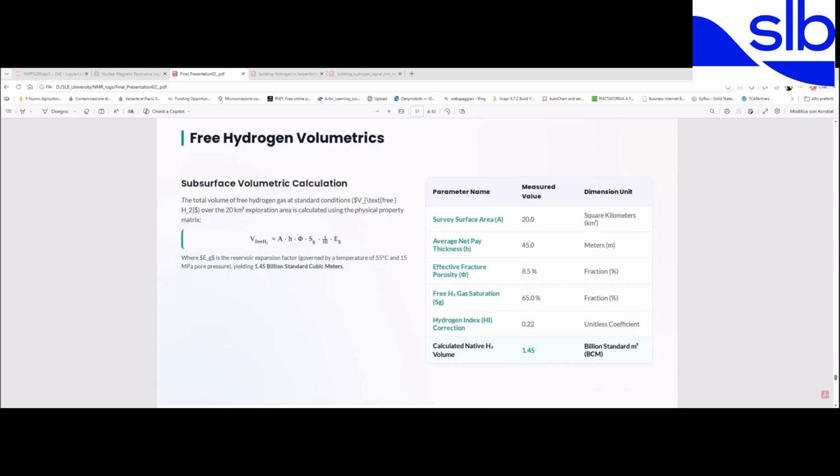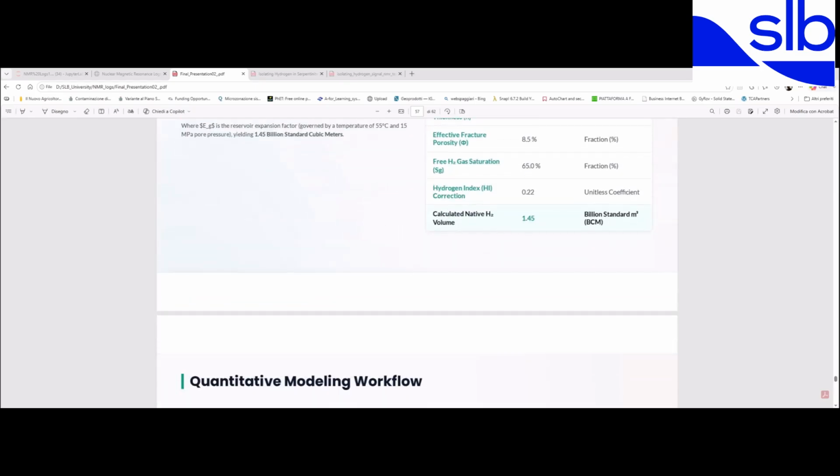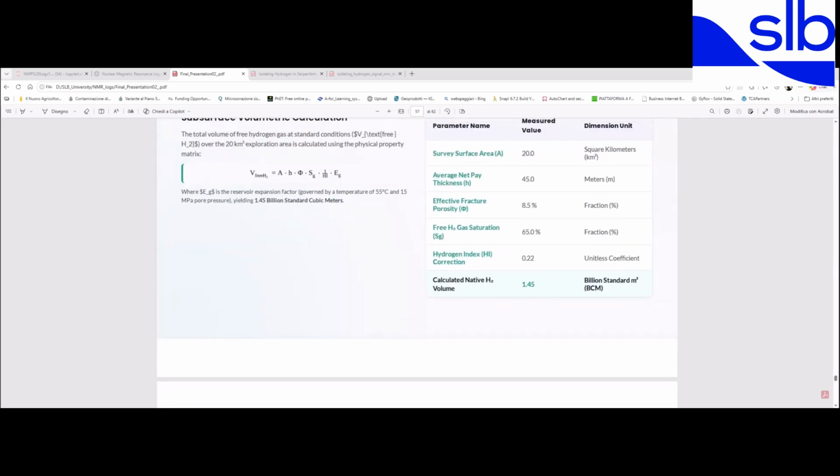This is a table of parameters: effective porosity of the structure 8.5%, free gas saturation. Of the total volume, 65% was saturated by hydrogen. The hydrogen index correction is 0.22. Average net pay thickness, the thickness of the productive layer, is around 45 meters. You calculated the native volume, so this is the actual volume.